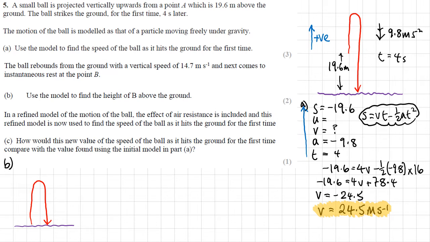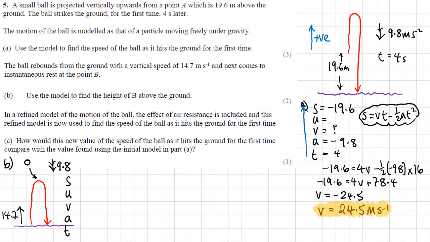Let's mark on what we have. So we have gravity, that always points down, 9.8. We know that it rebounds up here, that speed is 14.7 meters per second, and it's going to come to rest, instantaneous rest, at this point here at the top, and at that point the velocity is equal to 0. Now as soon as you've got three things, you can find the fourth, and we want to find s. So solve that again, SUVAT.